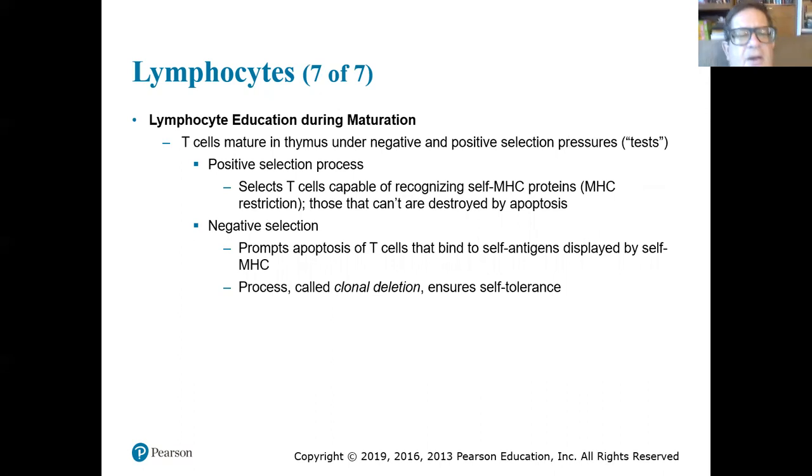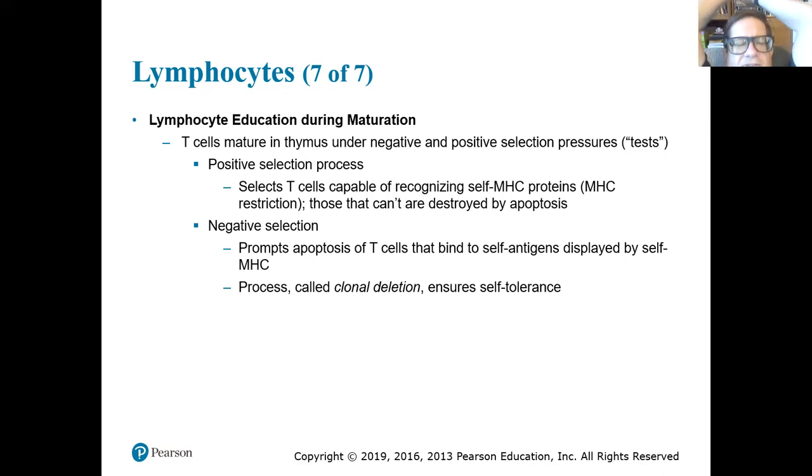Great. You already know that T cells grow up in the thymus, where they're tested. They have positive and negative selection. Positive selection, we look for T cells capable of recognizing the major histocompatibility complex proteins. Those that can't, we tell them to kill themselves, apoptosis. Like, if you can't recognize a threat, you must die.